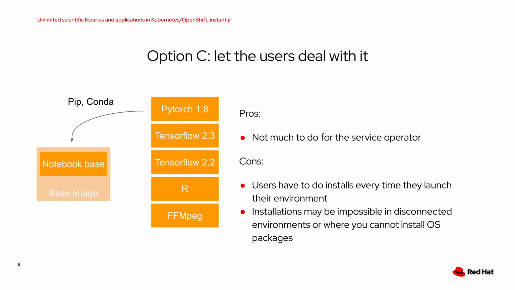Last option is in fact doing nothing, and let the users do their own installation of the packages they need. However, it defeats the purpose of providing a ready-to-use and consistent environment. It may also not work in a disconnected environment. Finally, if you need to install OS packages, this won't work in an enterprise environment like OpenShift, where containers don't run as root, and users are not allowed to do those yum installs or apt-get commands.